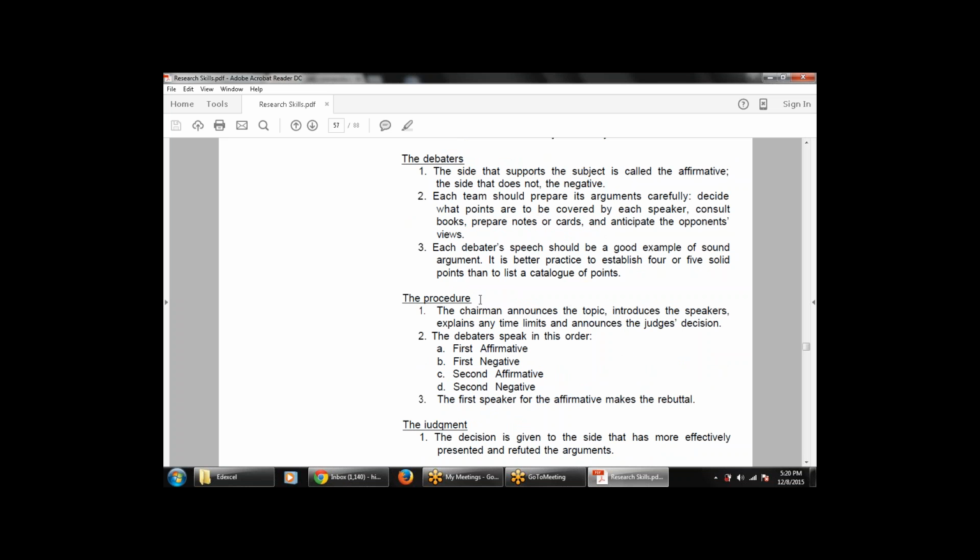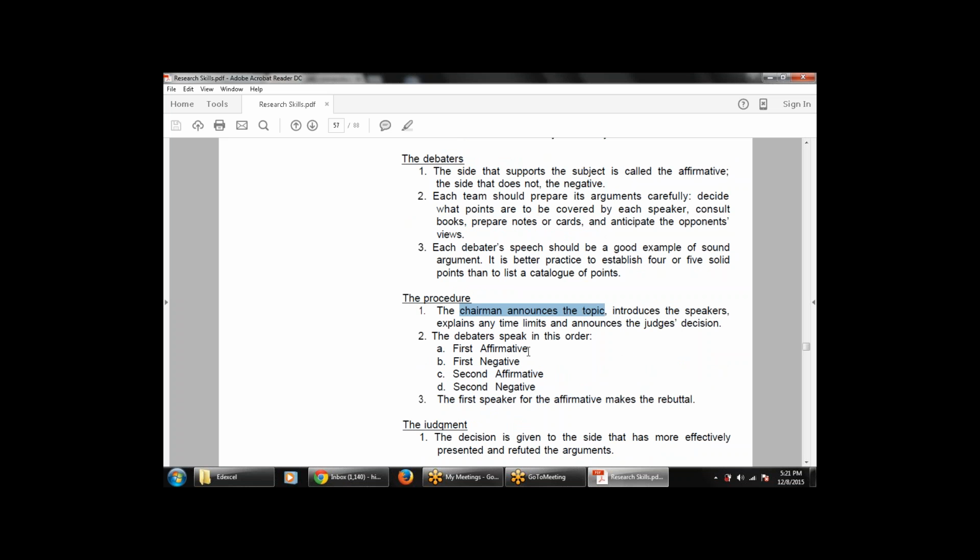Then what is the procedure? The chairman announces a topic. So the leader announces the topic and introduces the speakers, saying he is coming from Gurgaon, he is coming from India, he is coming from Nigeria, whatever their introduction, and explains the time limit and announces the judges' decisions. What is the time limit in which you are going to speak? The time limit is 4 minutes, and then the judges' decision is announced.